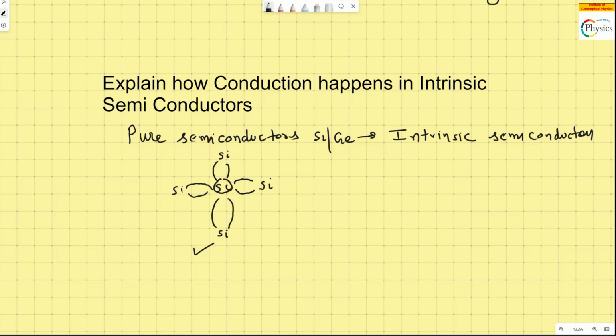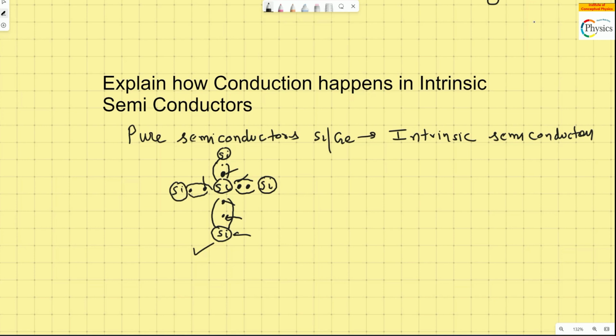Let me complete the diagram first. So this is your silicon atom, with four valence electrons. You can see the central one I have drawn: electron number one, two, three, and four. Similarly, each neighboring silicon atom also offers its own electron to the bond. So this silicon atom has offered this electron. That's the way you create the covalent bonding in silicon.